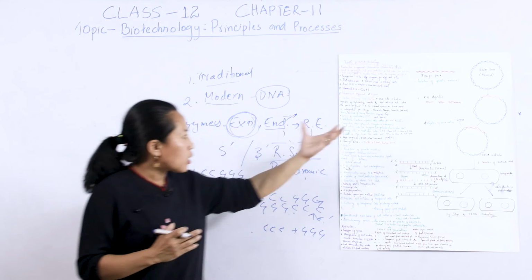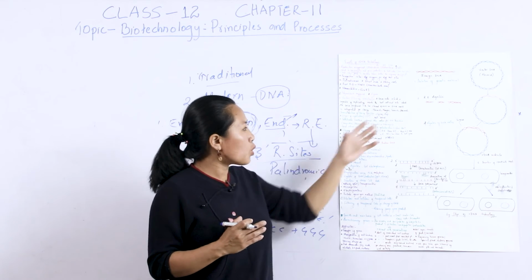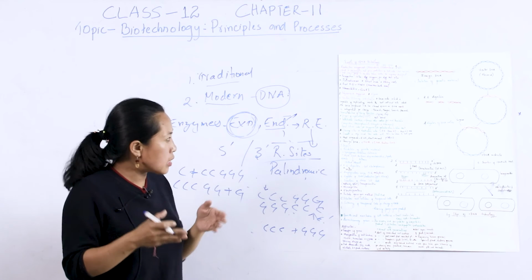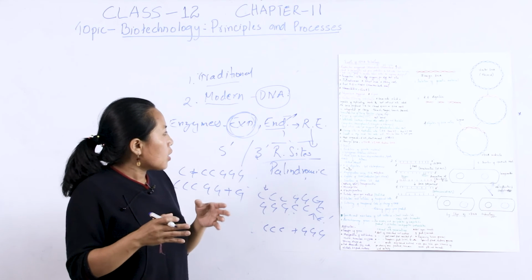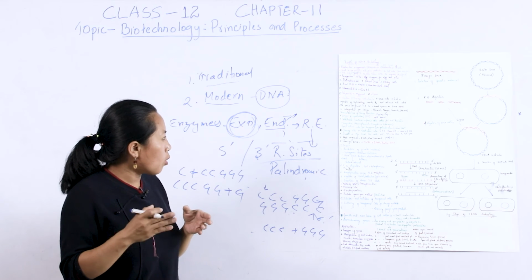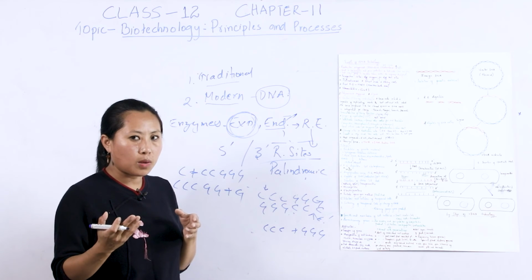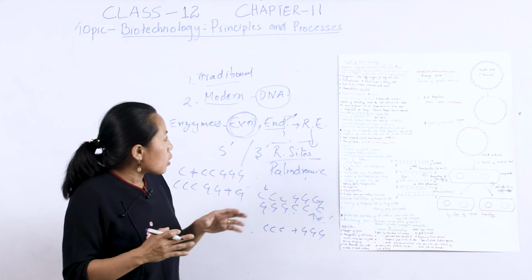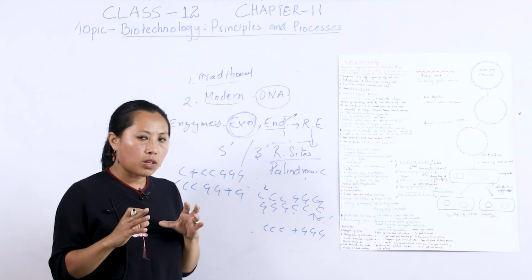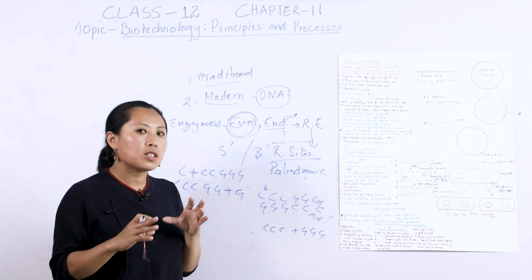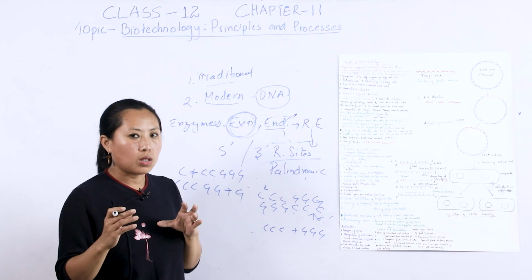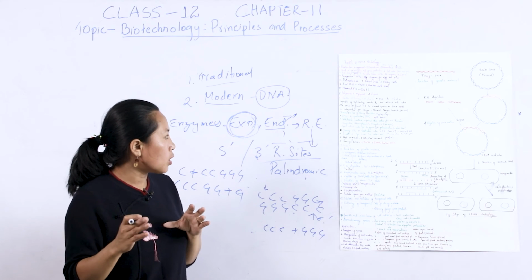As we have said, these vectors are DNA molecules capable of independent replication, into which the foreign DNA is inserted to be introduced into a host for replication, for cloning, or to obtain a protein product. Okay, so these vectors should have certain characters so that they are capable of transferring the fragment to the host cell.